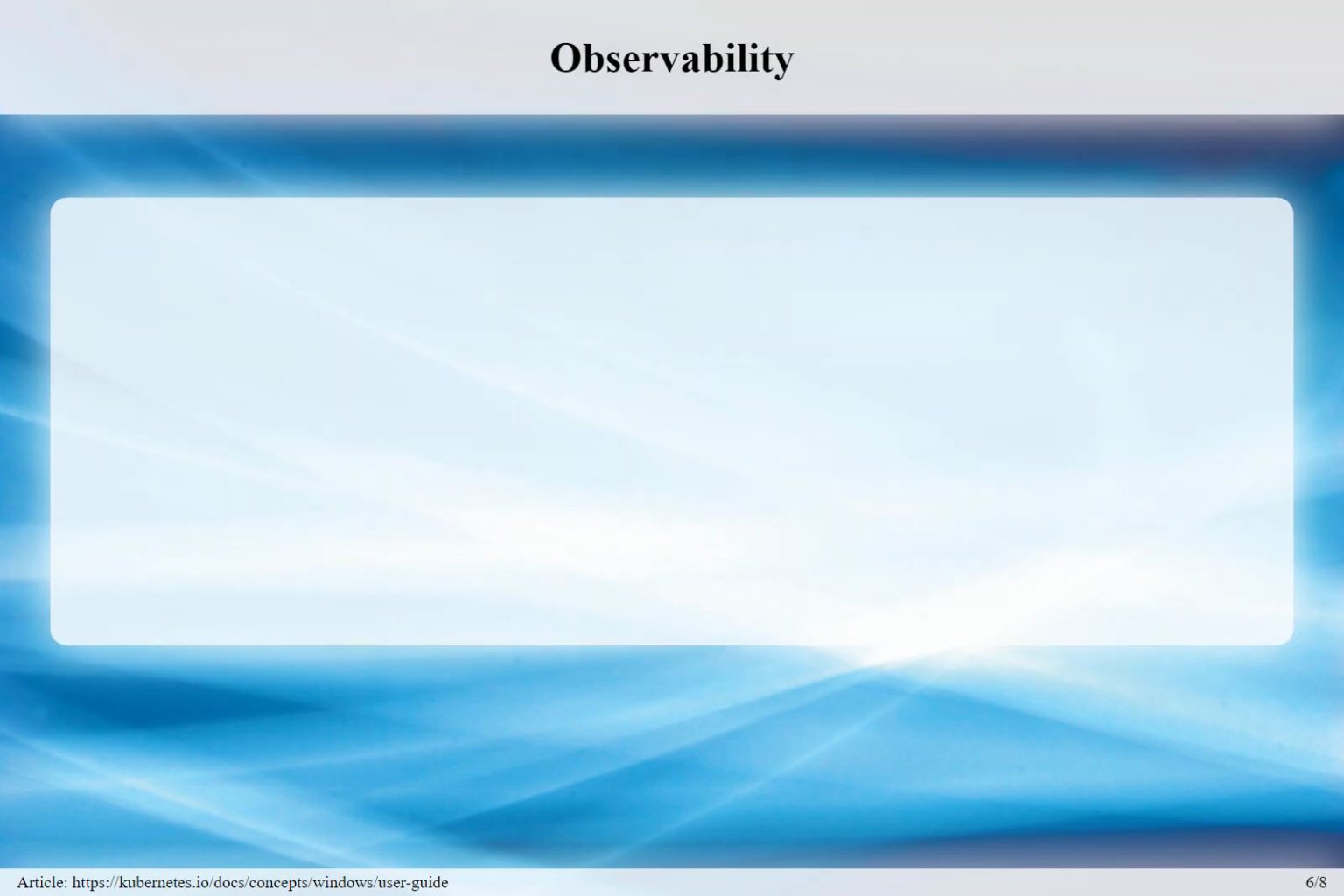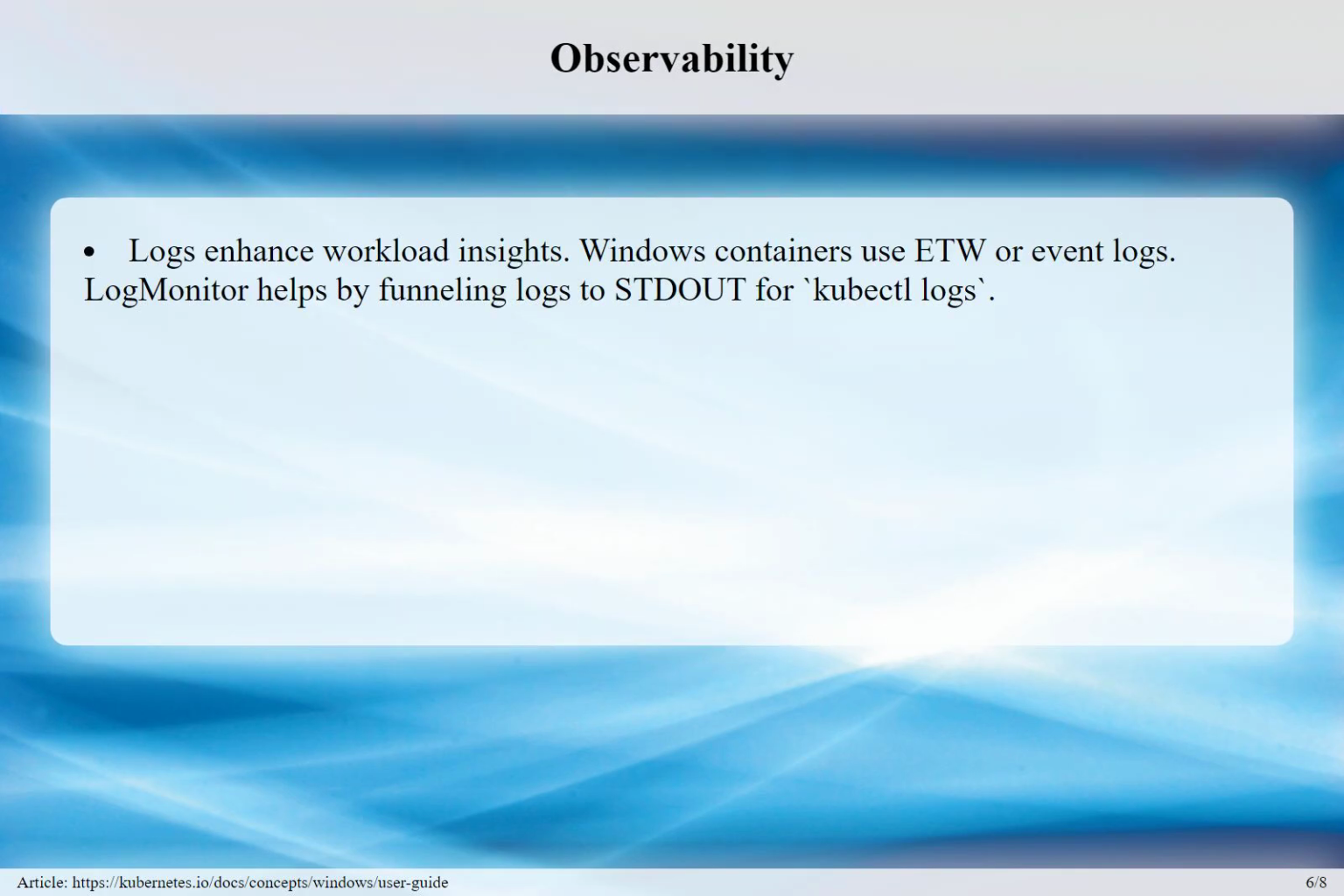Observability. Logs are crucial for understanding workloads and resolving issues, especially when handling Windows containers, which differ from Linux ones in their logging mechanisms. They often log to Event Tracing for Windows, ETW, or application event logs. Microsoft's open-source Log Monitor tool helps monitor these logs by piping them to stdout, making them accessible via kubectl logs.